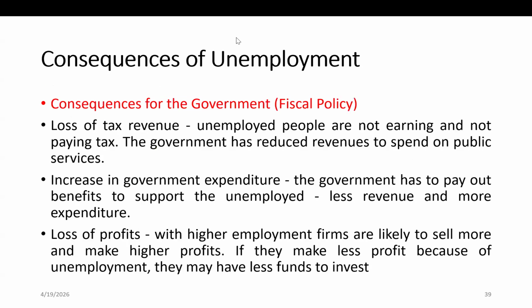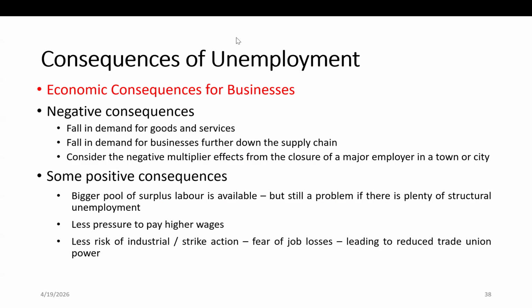However, there can be some positive consequences as well. So a bigger pool of surplus labor is available. If many people are unemployed, you can have a large pool of unemployed people. So then you can purchase the labor at a very low cost, and there is less pressure to pay high wages, because since many people are unemployed, they will try to get a job without demanding higher salaries. So that is an advantage from the employer's perspective. And less risk of industry strikes.